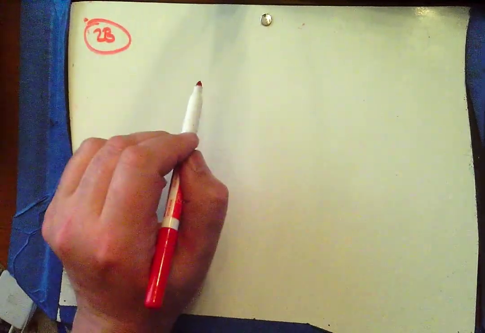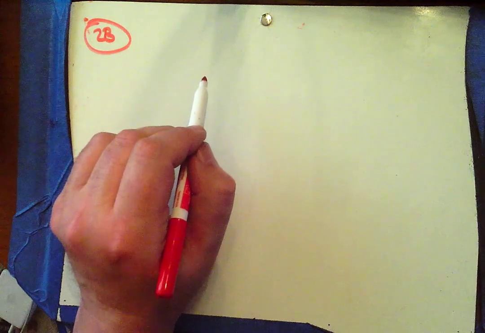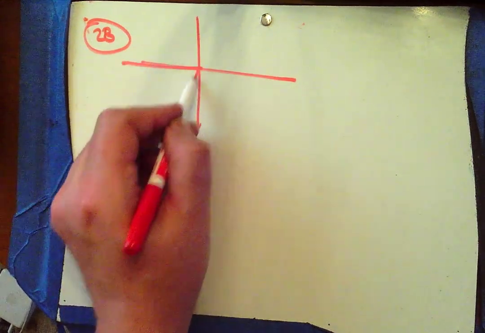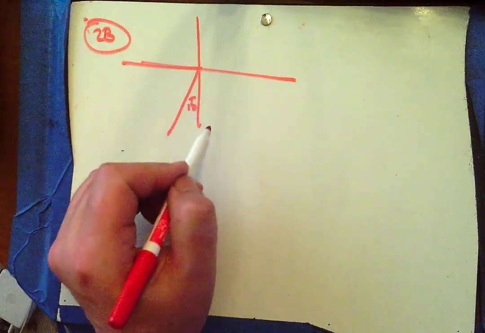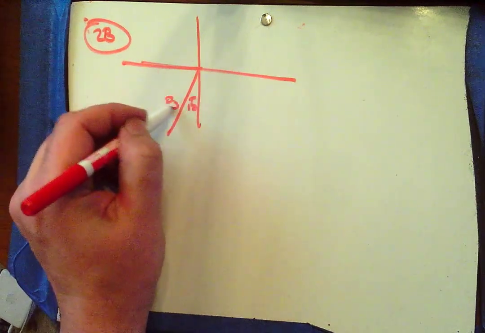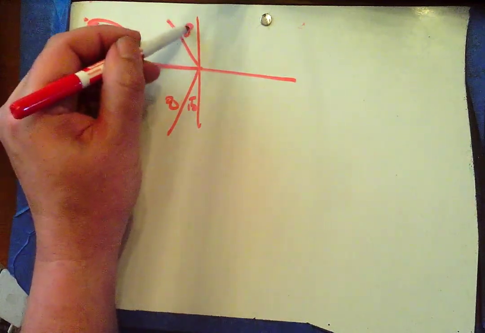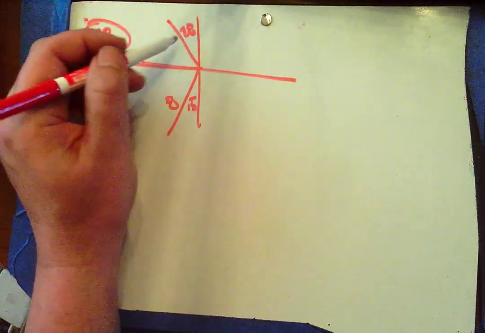Only 3 problems left. 28. A boat leaves a dock. 2 boats leave the dock at the same time. One travels south 15 west at 8 miles an hour. The other travels north 28 west at 12 miles an hour.